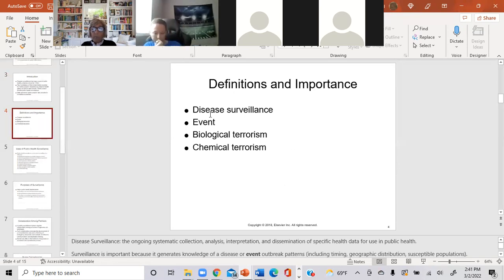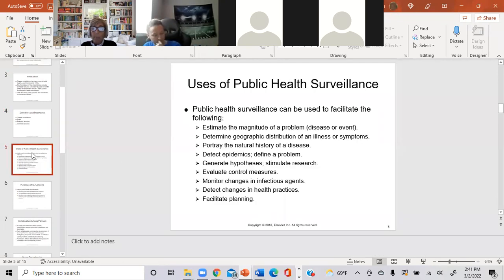Okay. Definitions of importance. What is disease surveillance? What is the event? How do we surveil biological terrorism, chemical terrorism? Okay, so public health surveillance can be used to facilitate the following. I want you to read through that. You can estimate the magnitude of the problem, determine what the geographic location or distribution of the illness is, right? Detect, is it epidemic? Is it a pandemic? Is it endemic?